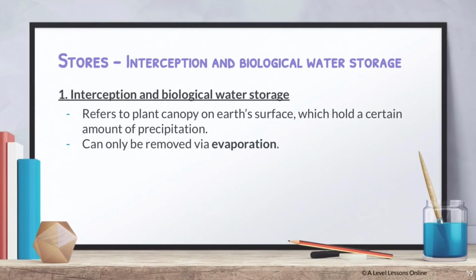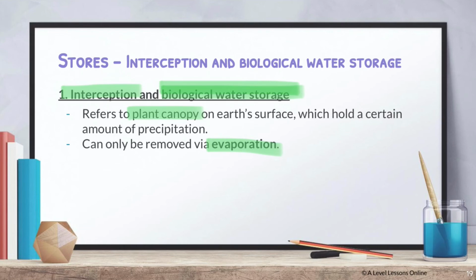Alright, let's move on. So stores: basically interception and biological water storage is the first one we're going to be covering. It is very simple. Like it states, biological is basically when there is vegetation cover on the Earth's surface which holds a certain amount of precipitation, so it can only be removed via evaporation. This is like the first thing we covered just now, interception loss. When there's interception loss, it basically means that water has touched the vegetation cover and then fallen to the ground.